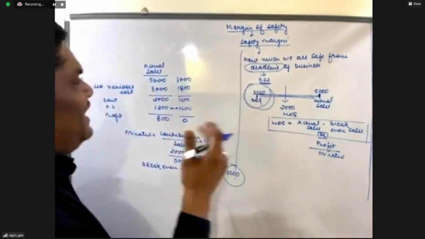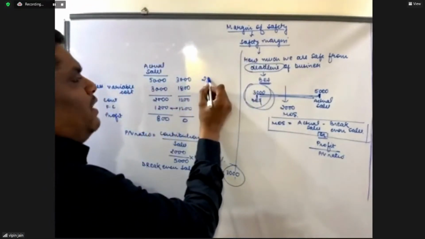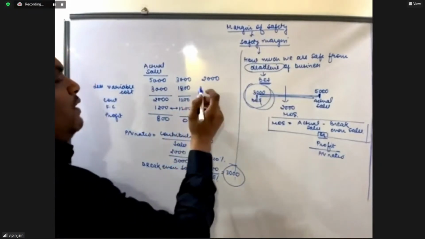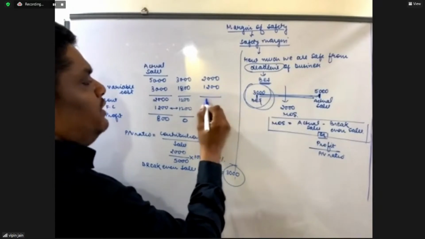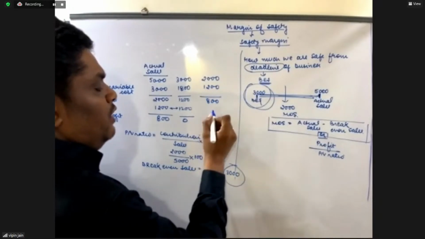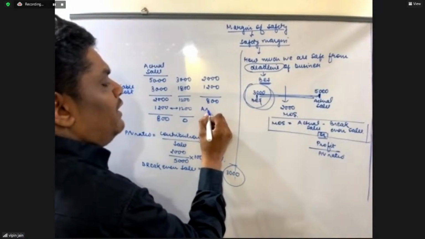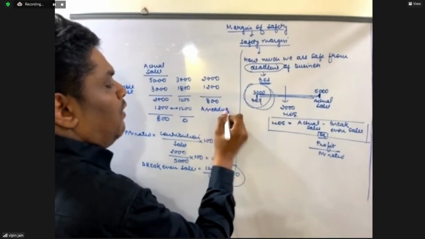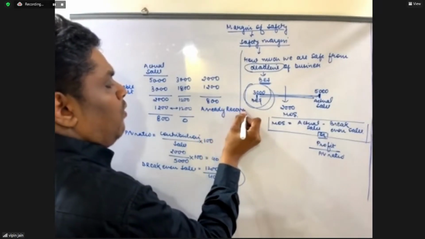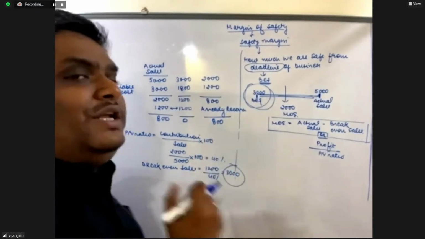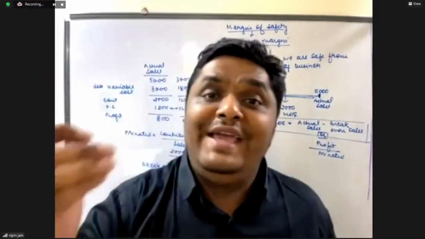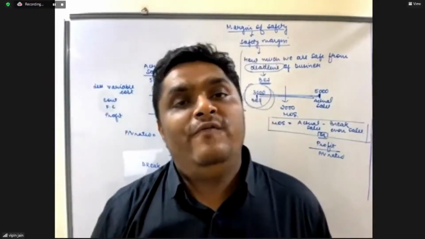Once you cross break-even sales, extra sales will be how much? 2,000. Further, 60% is my variable cost, it will be 1,200. So contribution will be how much? 800. Now my fixed cost is already recovered, so no fixed cost, so 800 is what? My profit. So what is profit actually? The extra contribution over and above fixed cost.